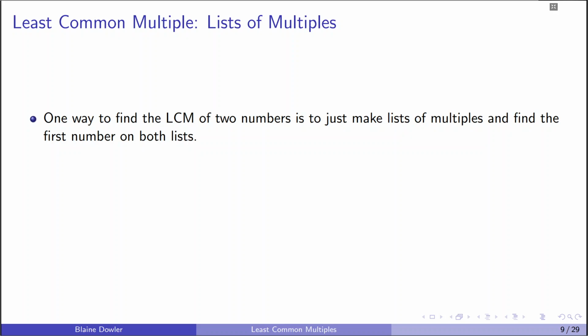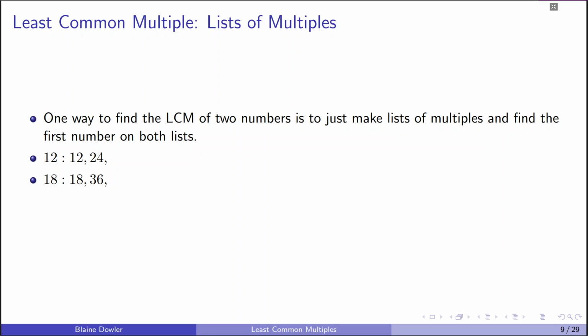So one way to find the least common multiple of two numbers is to just make lists of multiples and find the first number on both lists. For example, 12 and 18. Right, 12 is the smaller number. We'll start by listing its multiples. 12, 24. Well, 24 is greater than 18, so we go back to 18, 36.